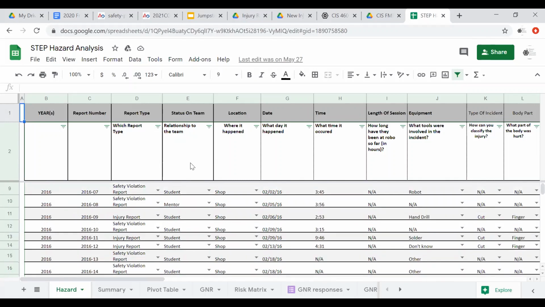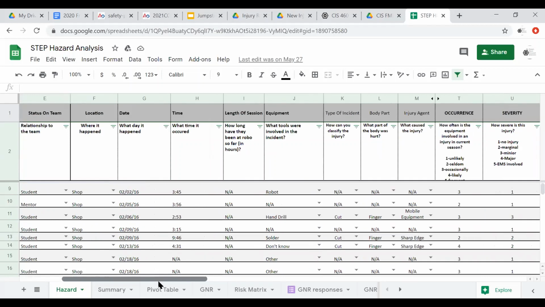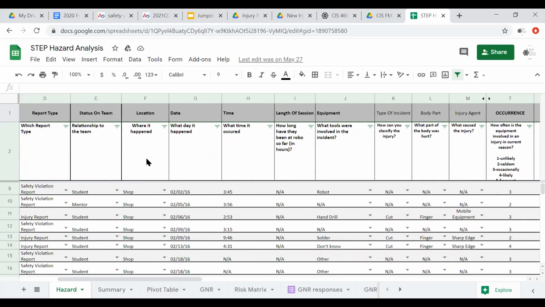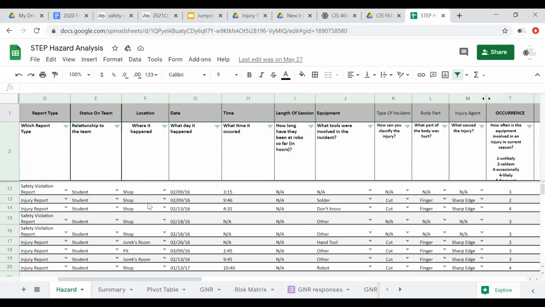So relationship to the team, you can see that's our student and mentor thing. This is where you maintain anonymity, so you don't have a specific, oh, it was this person, little Susie or whatever. You want to make sure that stays anonymous. You're going to have your location. You'll notice that most of ours happen in the shop.